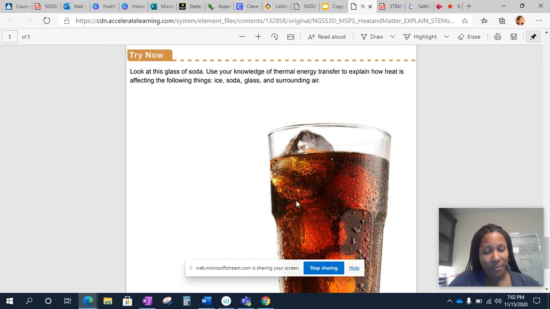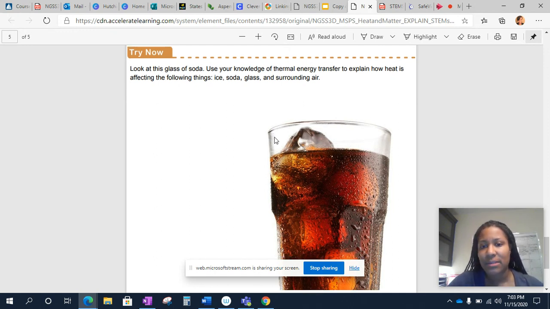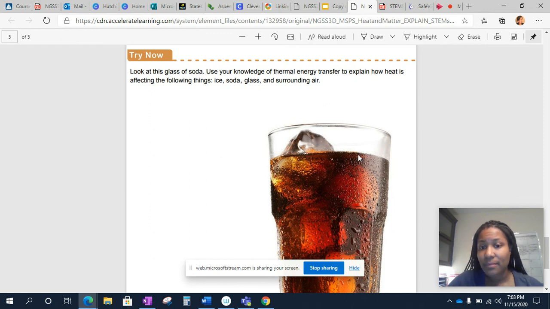Now, we are going to prepare for our heat and matter task. You're going to look at this glass of soda and then use your knowledge about thermal energy transfer, things going from where it's hot and traveling to where it's cooler until the system reaches equilibrium. So use your knowledge of thermal energy transfer to explain how heat is affecting the following things. Let's look at it: the ice, the soda, the glass, and the surrounding air. So we're getting ready to use our graphic organizer. You'll be provided with a rubric and a word bank in order to answer this question.